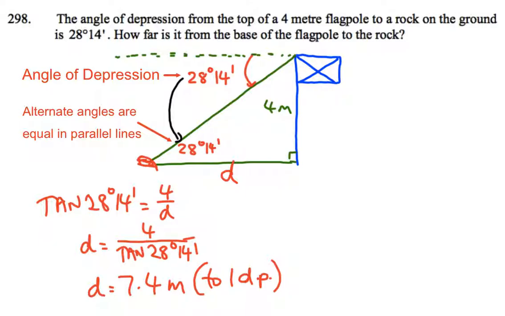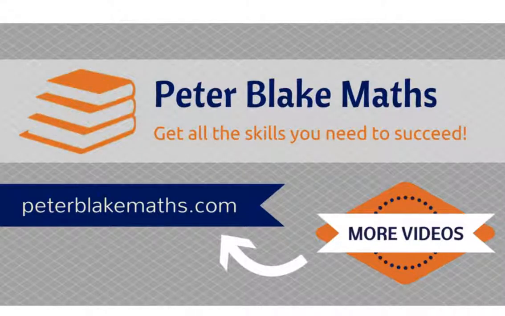Drawing a diagram is important. You've got to know the difference between an angle of depression and an angle of elevation. It was interesting, that one, that we used the parallel line rule. Alternate angles are equal in parallel lines. That was an interesting one to come up in a trigonometry topic. Hope that helps, running through right angle triangle examples there and reminding you of a few methods.